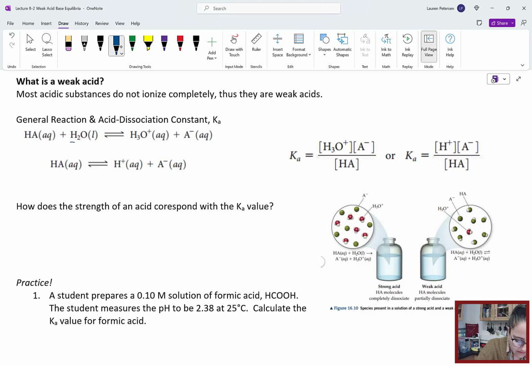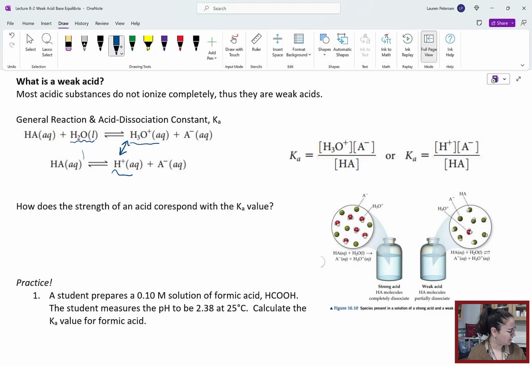Okay, sometimes you'll see it represented with that H2O, showing the hydronium ion, the H3O+. But often we'll show it without that H2O and just show that H+. However, these are equivalent, okay? These have to be equivalent in your brain. You'll see both of them. You'll use both of them.